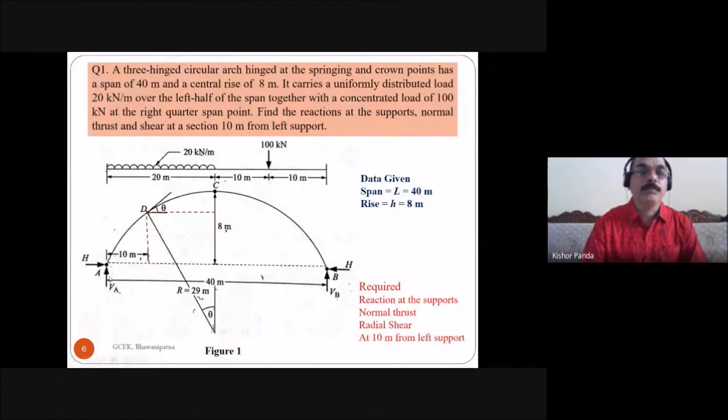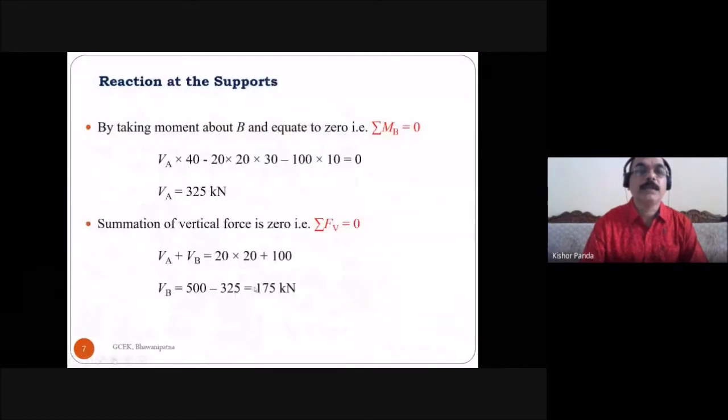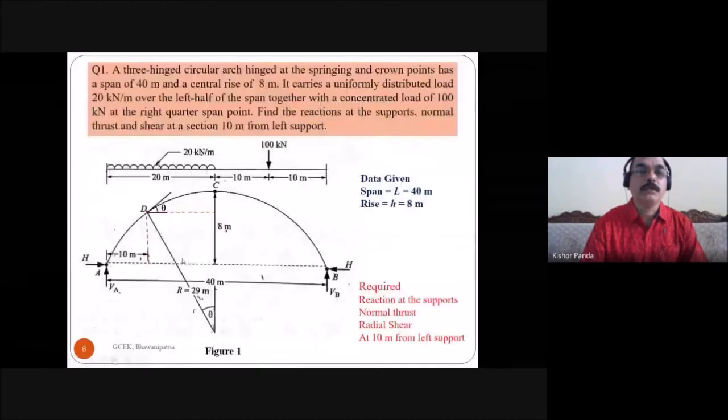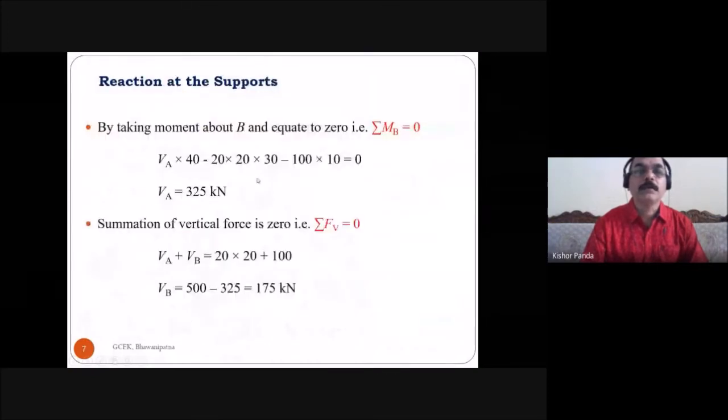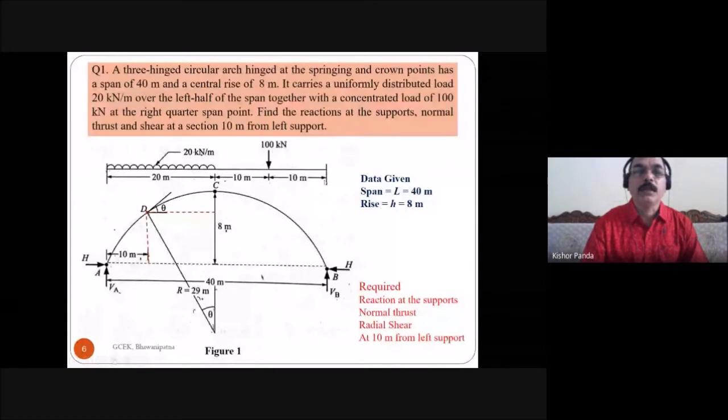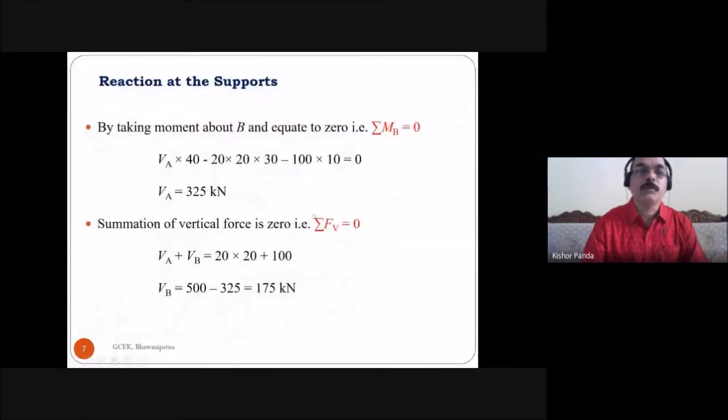Due to this reaction VA, what is the moment about the point B? VA into 40, and this rotation is clockwise. Due to this UDL, the direction of the moment is anti-clockwise, and due to this point load, the direction of the moment is also anti-clockwise. So 20 into 20 into 30, where the centroidal distance is 10 plus 20 is 30, minus 100 into 10 is equal to 0. Then after simplification, you will get the vertical reaction at A is equal to 325 kilonewton.